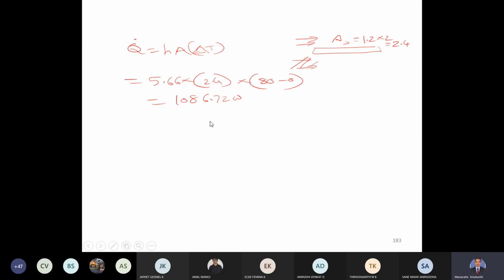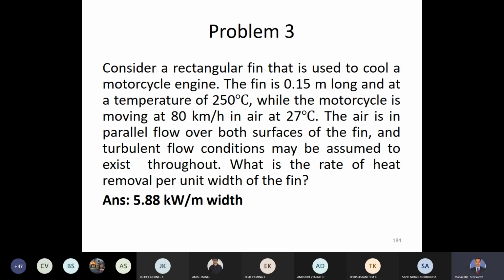So this is all about the convective heat transfer. Finding out the heat transfer coefficient is the major job. Ultimately, if you know the heat transfer coefficient, calculating area and calculating the temperature difference is all easy. It's quite well known to us. Okay, so that's about this particular problem. Now we'll move on to the next problem.